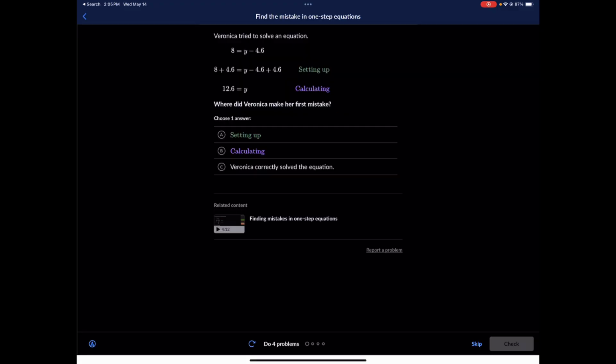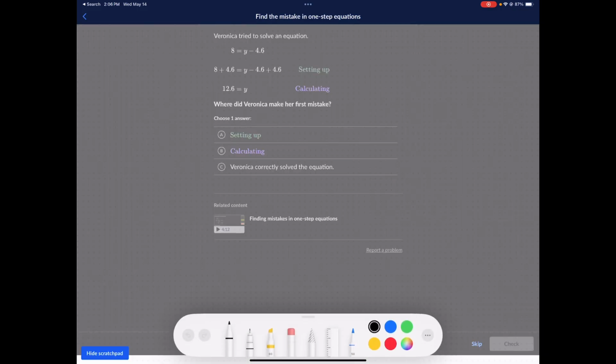Veronica tried to solve an equation. So, where did Veronica make her first mistake? Well, let's see here. So, we have setting up, calculating, and correctly solved. First, we should probably solve this, so then we have a reason to correct it.